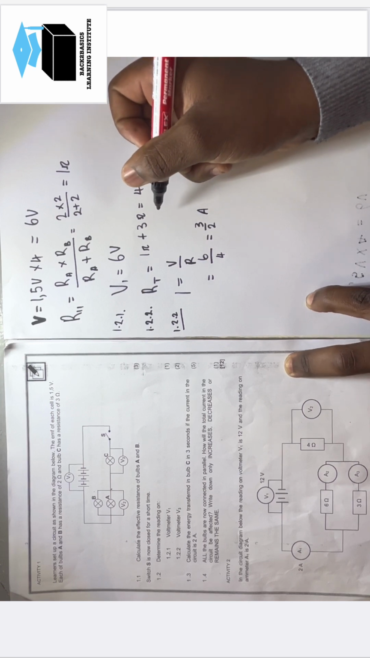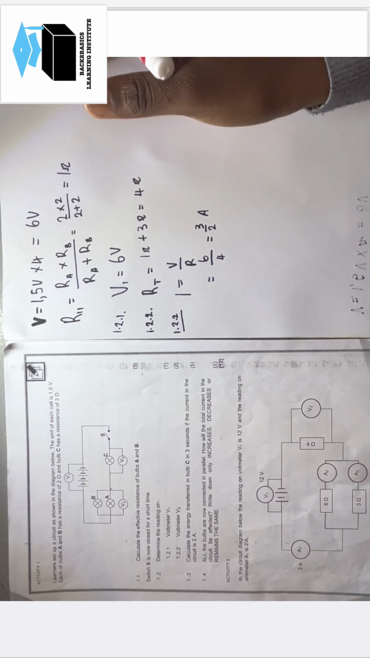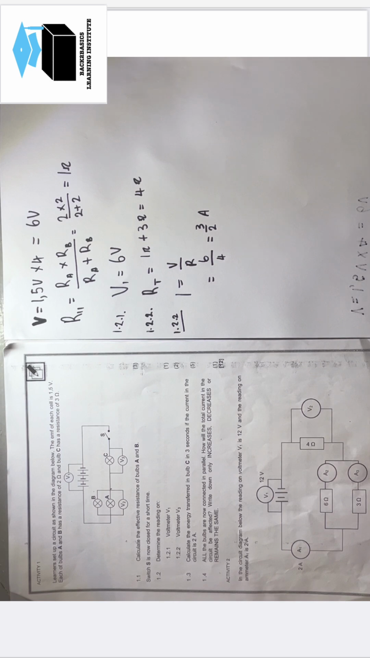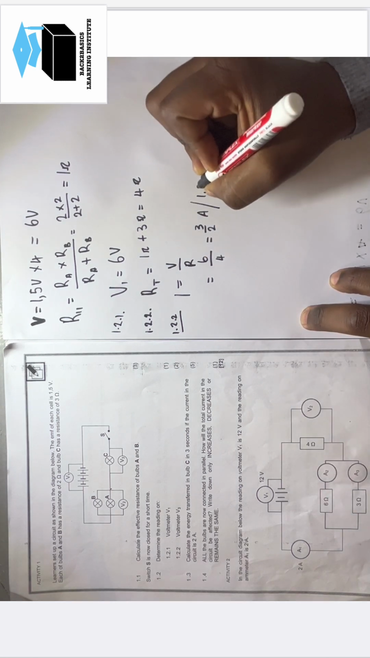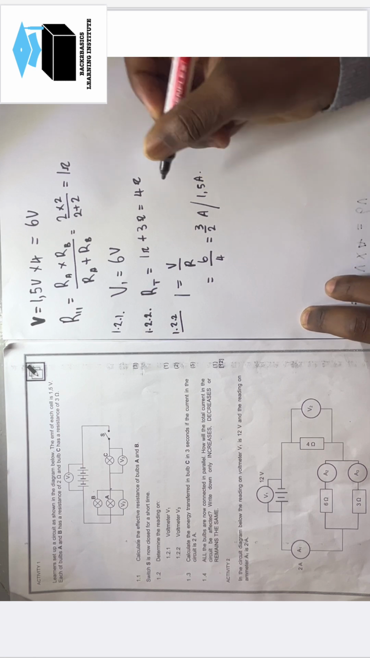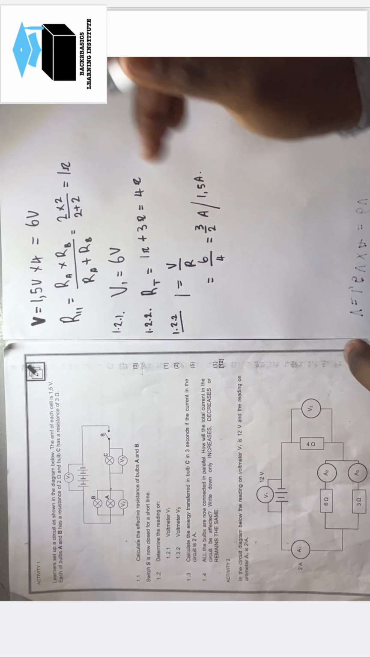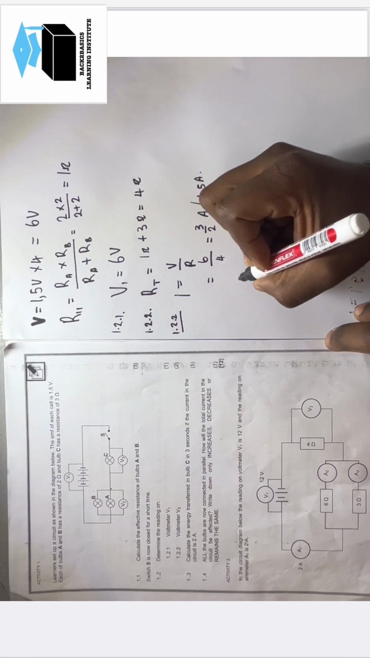amperes, right? So your current is 3 over 2, which can also be written as 1,5 amperes. This is still just one and the same thing. Then now we continue.